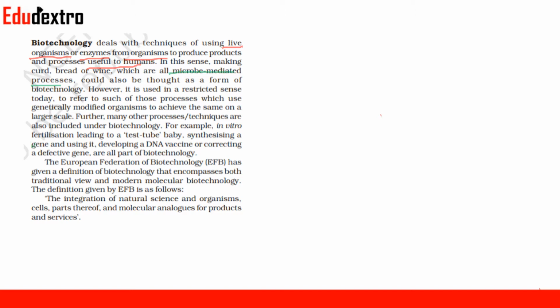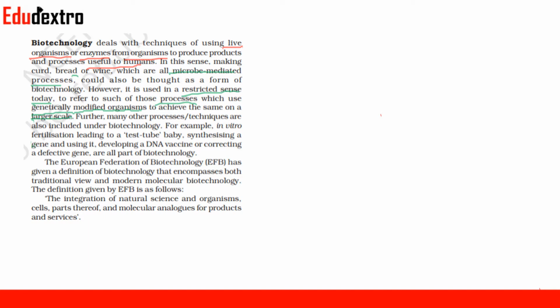We are making curd with Lactobacillus, we are making bread with Saccharomyces, right? And even wine, we are using microbes for making wine. So all these processes are considered part of biotechnology, wherein we use the organisms themselves or the enzymes from these organisms. However, it is used in a restricted sense today to refer to such of those processes which use genetically modified organisms to achieve the same on a larger scale.